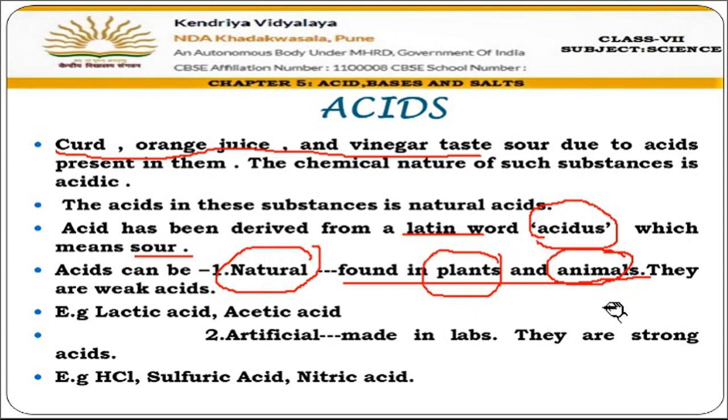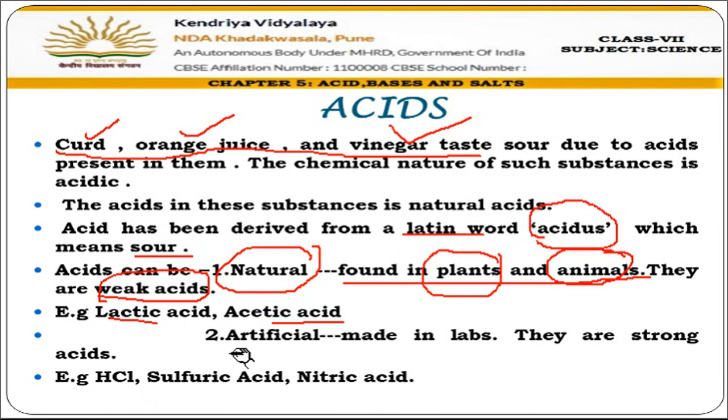And you will be surprised to know that these acids are all weak acids. They are very weak acids. Like in curd, an acid is present, which is a weak acid, and we eat it. Orange juice has citric acid, which is also a weak acid. Vinegar, which we use in our pickles, is also a weak acid. Examples: lactic acid, acetic acid.